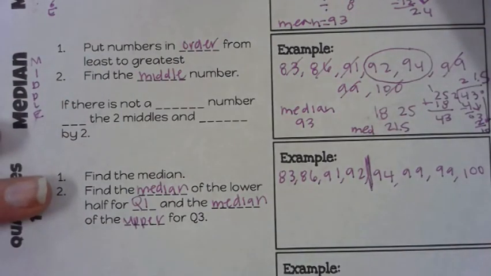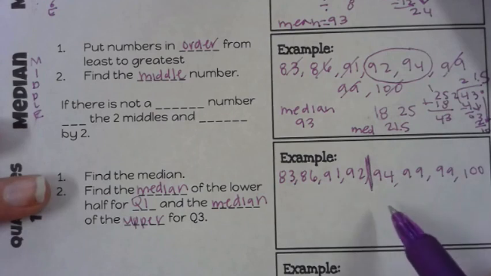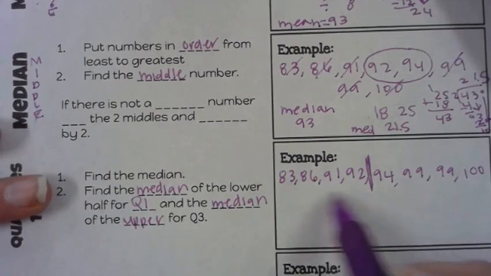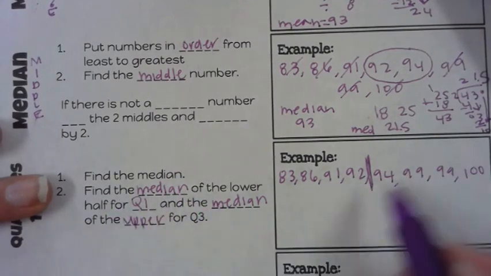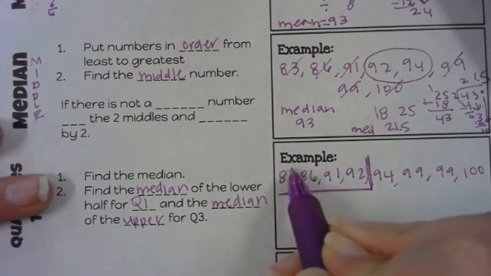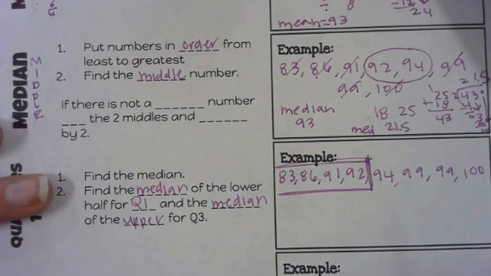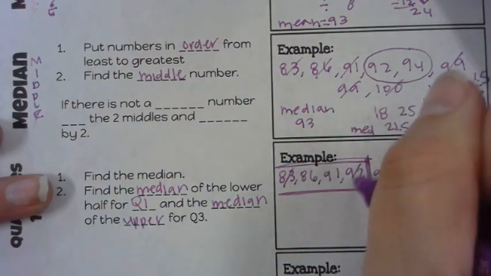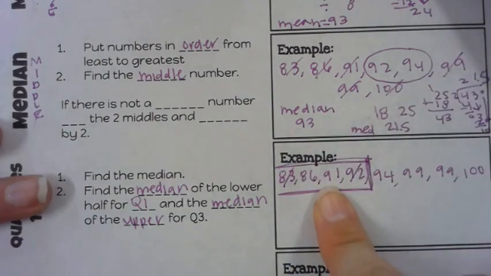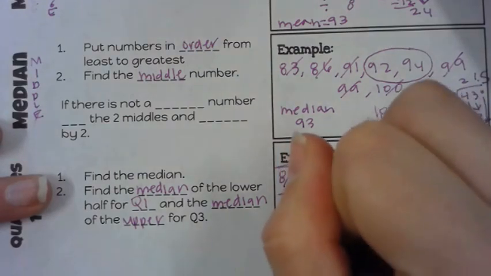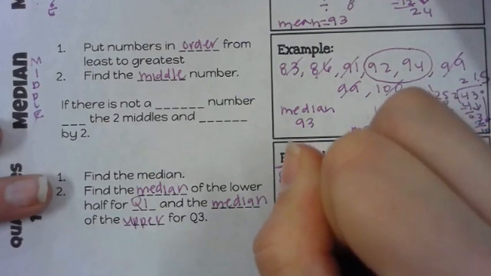Now we are going to focus on this half because we need to find the median of the lower half. So this here is my lower half. Now I have to find the median of this. So I'm going to go low, high, and I end up with 91 and 86. So I'm going to use that same process, and I'm going to go 91 plus 86.